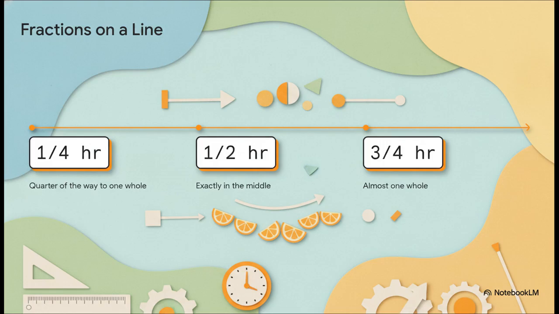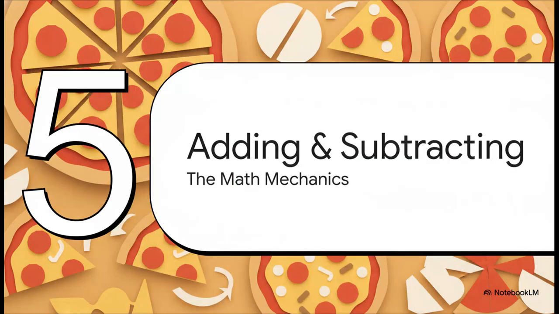Another great visualization tool is placing fractions on a number line. By drawing a line from 0 to 1, you can map out exactly where fractions like 1/4, 1/2, and 3/4 actually land. Placing them on a number line between 0 and 1 helps you instantly compare their sizes right at a glance. You can clearly see the progression, and it makes total sense how 3/4 is much closer to a whole than 1/2 is. Moving into Section 5, adding and subtracting fractions, it is time for the math mechanics.